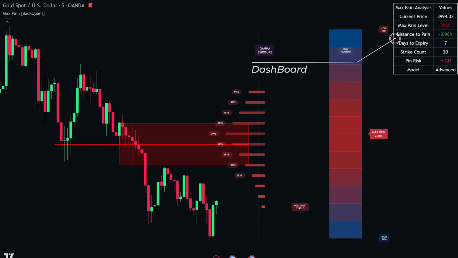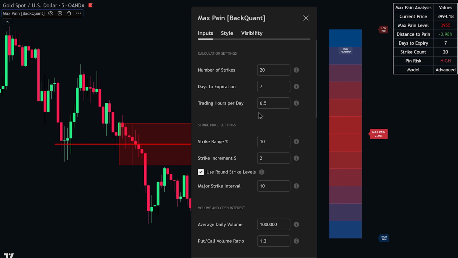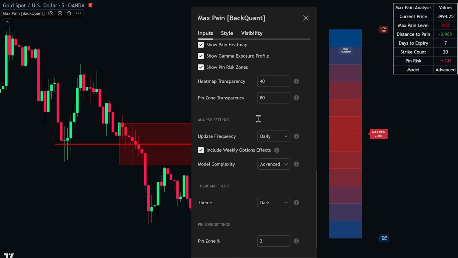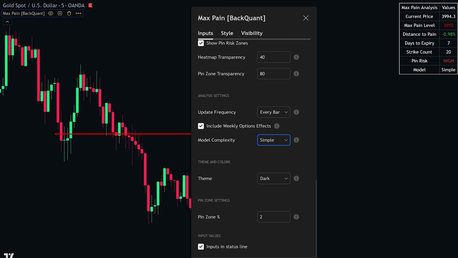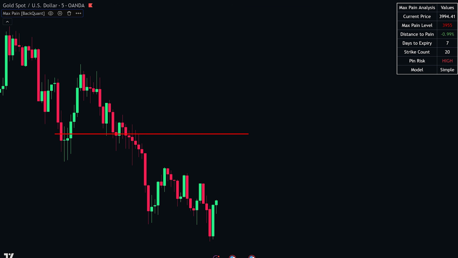Alright, let's take a quick look at the settings for the Options Max Pain Calculator by Backquant. Under Analysis Settings, set Update Frequency to every bar. Then for the model complexity, keep it on Simple. That way, you will have a cleaner chart. That's really all you need to adjust. Once you've made your changes, just click OK, and the settings will apply directly to your chart.